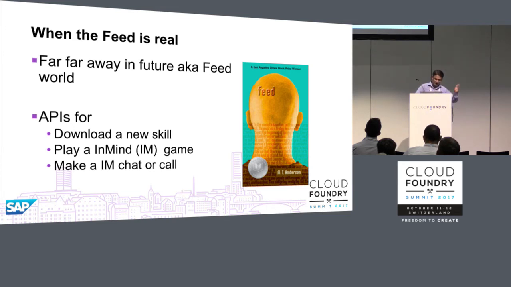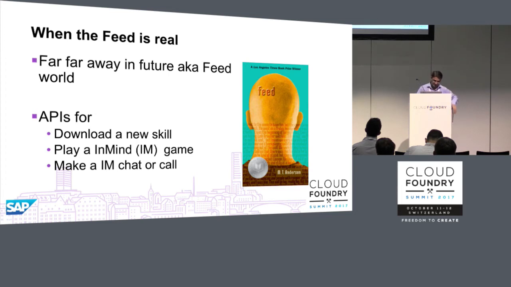In this demo, I took some inspiration from The Matrix, and we will download a new skill. There's an API for downloading a new skill, maybe because I want to learn a new language. Another API call is to play an in-mind game, just play a game in my mind. I want to monetize these calls. And then maybe make a chat, which could be a VR chat happening in my mind, or a simple IM message, but still happening in my mind. These are the APIs that I want to monetize. It could be any APIs, frankly. It could be monetizing how much runtime I have used.